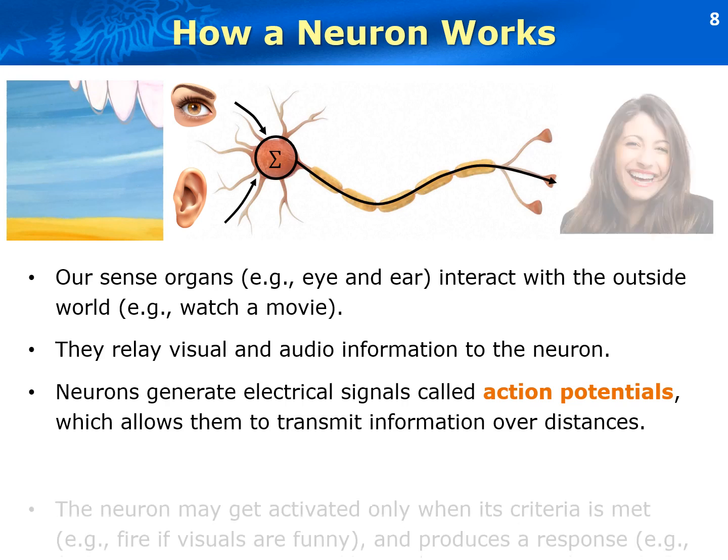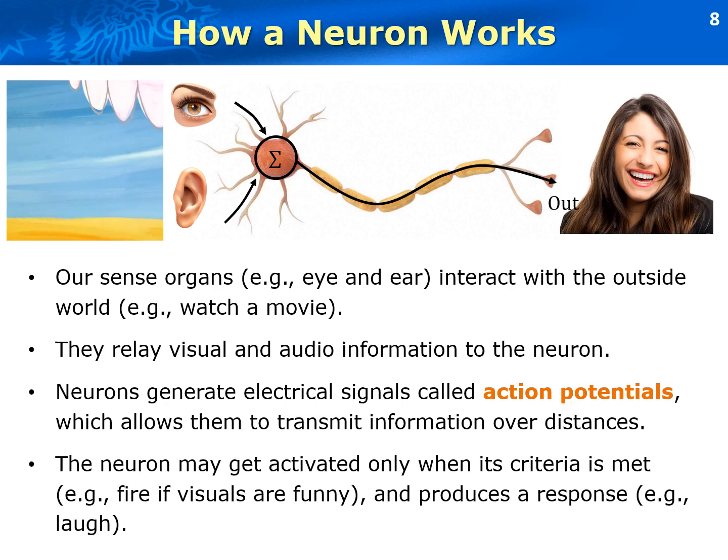The neuron may get activated only when its criteria is met. For example, the neuron will fire if visuals are funny and produces a response, such as a laugh. This is only a very simple description. In reality, the modeling of the neuron is much more complicated.